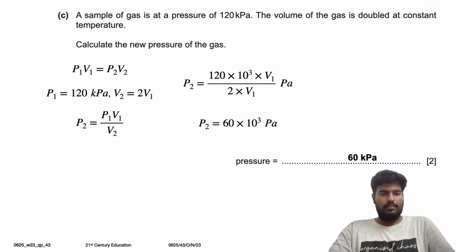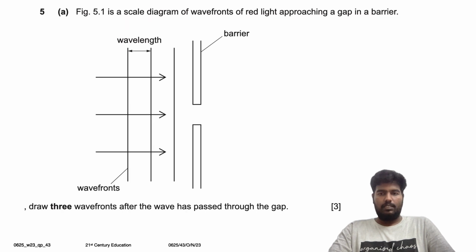Okay, nice. Let's move to the next question. Waves. Figure 5.1 is a scale diagram of wavefronts of red light approaching a gap in the barrier. Draw 3 wavefronts after the wave has passed through the gap.